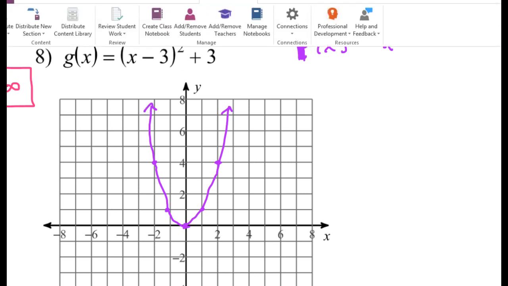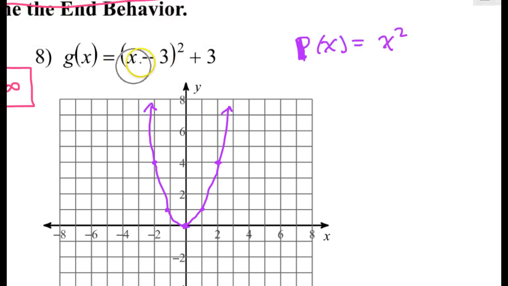Alright, now let's look at the transformations that happened. So because of the negative 3, this is actually to the right 3, and this is up 3. So right 3 and up 3. So if I go right 3 and up 3, my new vertex is going to be here. And those are the only transformations. So I know the rest of the function is going to be the same shape as it was. Okay, so this is what function g of x is looking like.